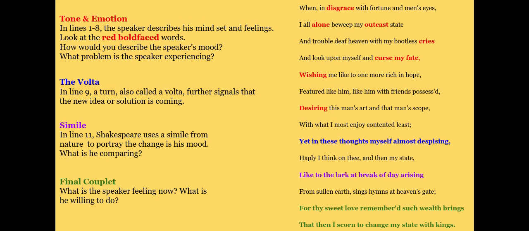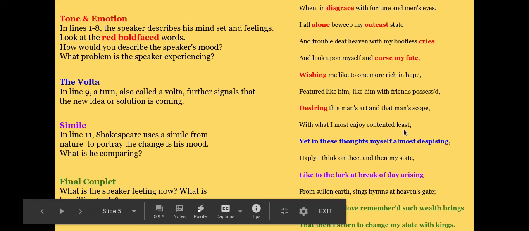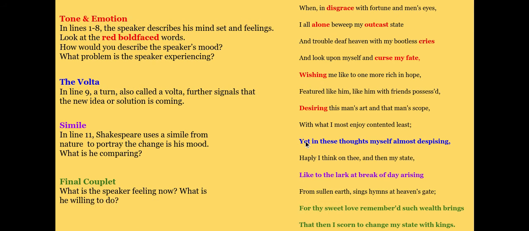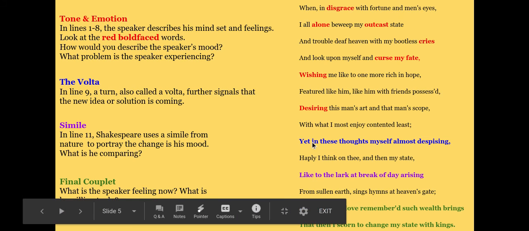But then the sonnet gives us something called the volta. The volta is the shift, the turn. It literally means to turn. And so we see that something happens here, right? Just when I hate myself the most, yet something happens. And he's going to change his mood, right? Haply I think on thee.